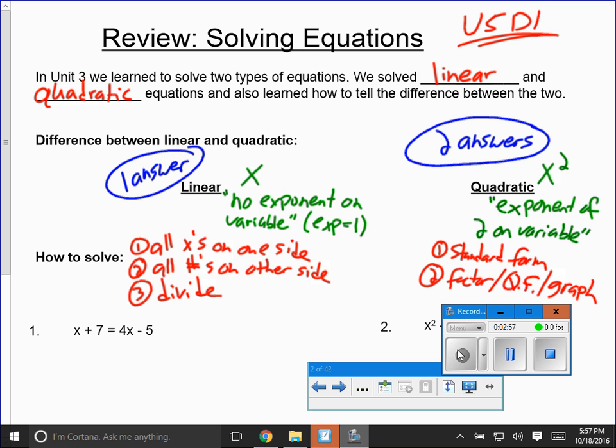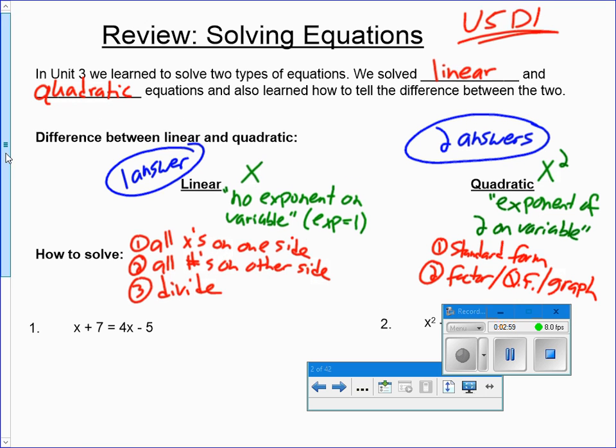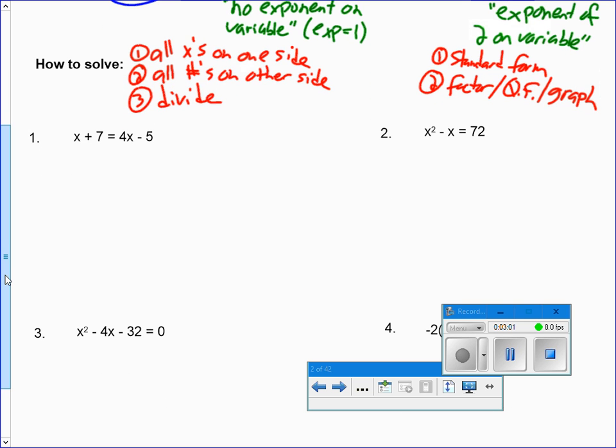Alright, so down here at the bottom of the page, we'll just do one example of each, and leave the other examples for you to try on your own.